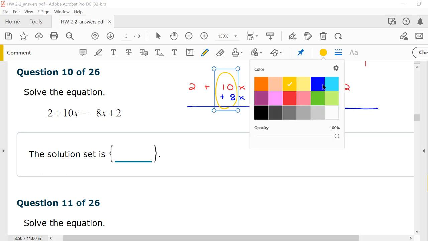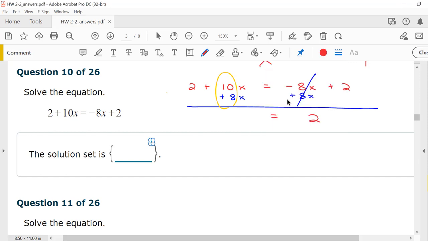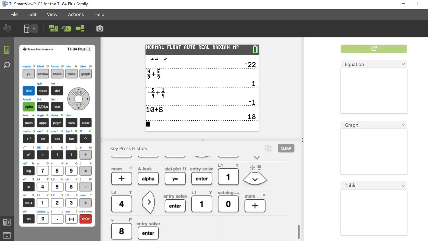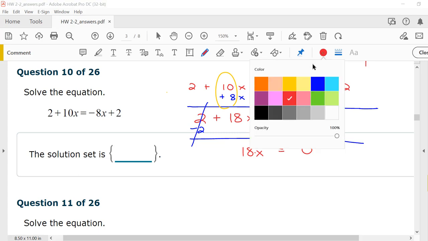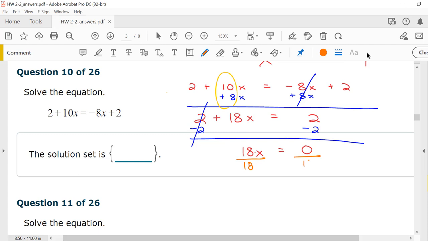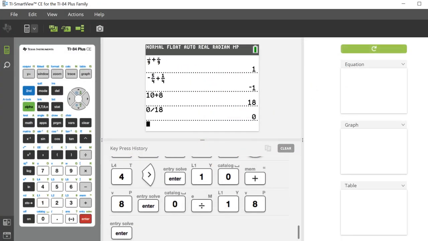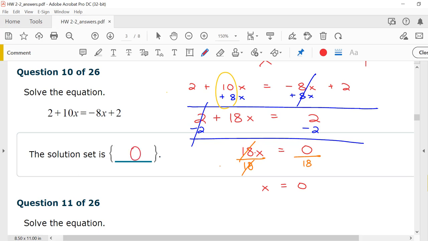Now on the left-hand side, 10x plus 8x. 10 plus 8 is 18. So I have 18x, and then I have plus 2 equals 2. Now I need to subtract this 2 from both sides. 2 minus 2 is 0. So I have 18x equals 2 minus 2, which is 0. Okay, let me emphasize, 18 times x equals 0. So I'm going to divide both sides by 18. And when I do, 18 over 18 is 1. 1 times x is x. 0 divided by 18 is 0. So the solution set is x equals 0.